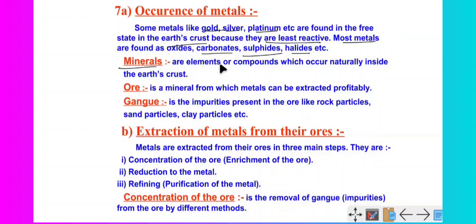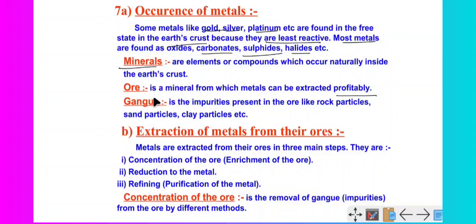Now, what are minerals? Minerals are compounds or elements which occur naturally inside the earth's crust. Okay, now what is ore? Ore is a mineral from which metals can be extracted profitably. Profitably means that ore is extracted from the earth's crust to extract what? Metals.